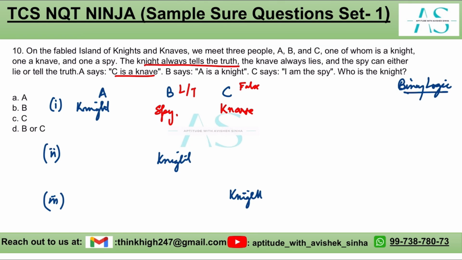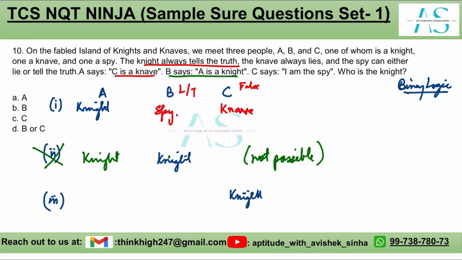Who is the knight here? B. B is the knight, so B must be telling the truth. Let's say B is the knight, and the knight always tells the truth, and B says A is the knight. So in this case, both A and B become the knight, which is not possible. So this scenario is not possible. We'll rule it out.